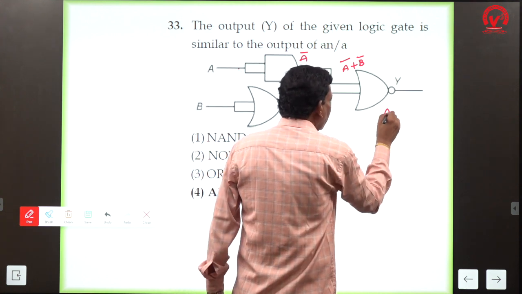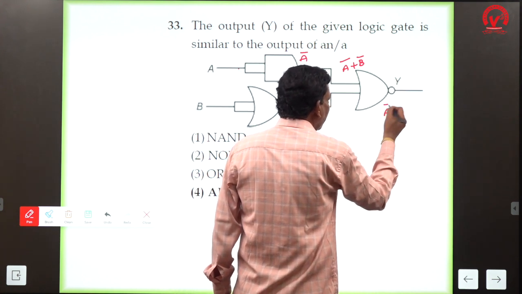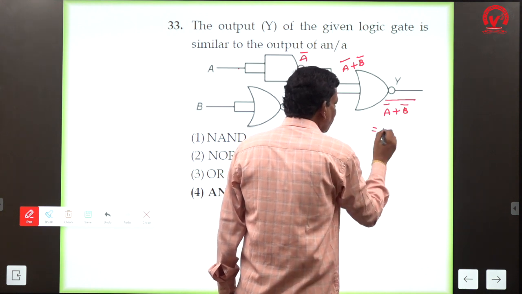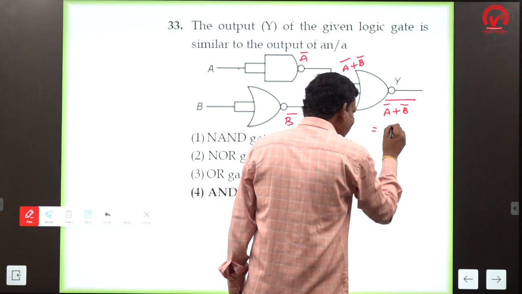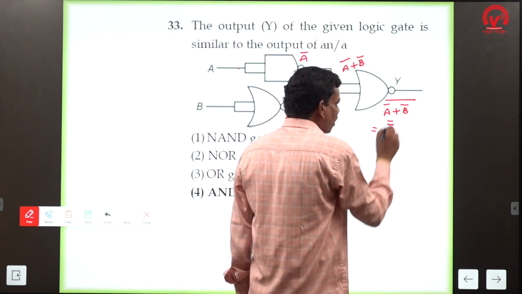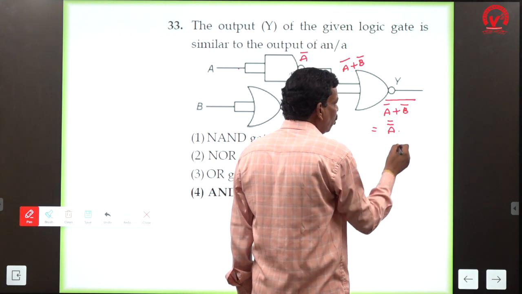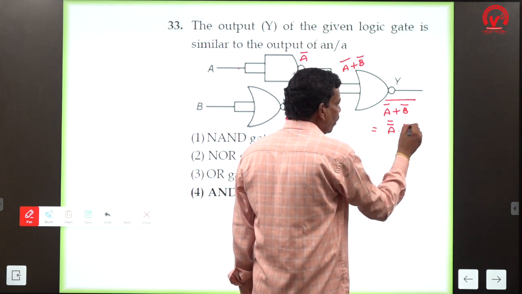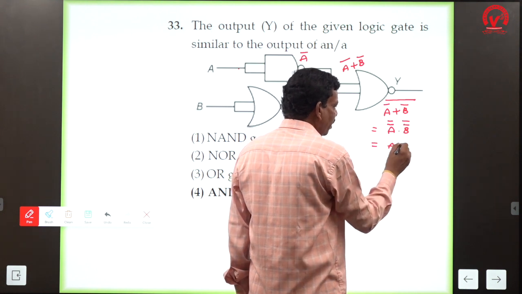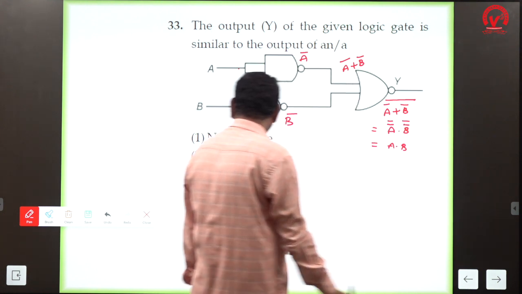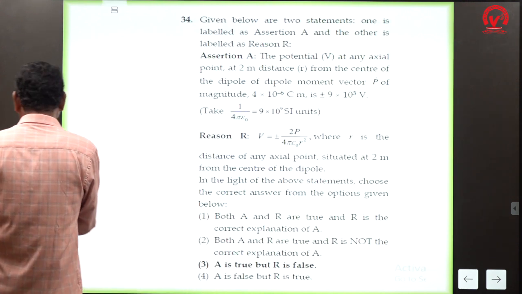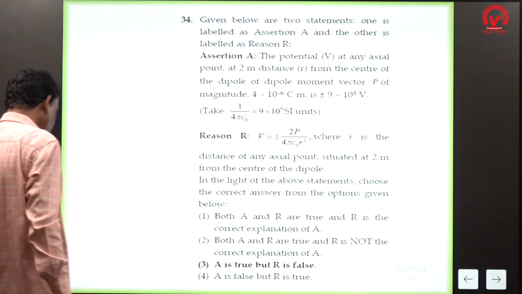What do you get? Y is equal to (A bar plus B bar) whole bar, which is equal to A double bar into B bar double bar by De Morgan's laws. Then the two bars cancel, giving A dot B. A dot B is nothing but an AND gate. Next, question number 34.